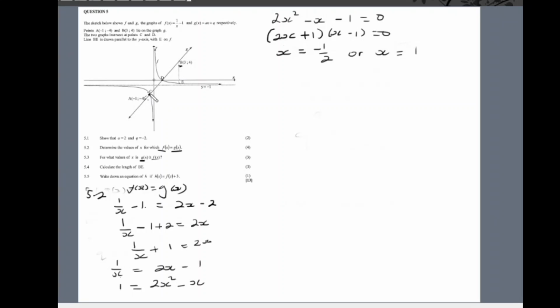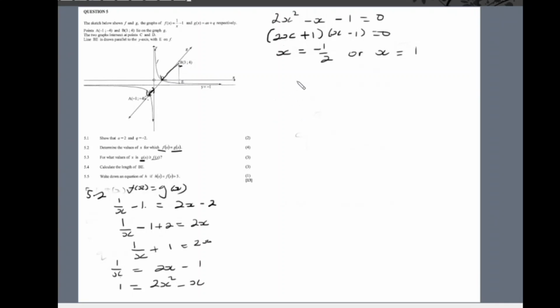The graph of g is greater than the graph of f where the graph of g lies above the graph of f. So we'll see what that will be: from this point to 0 and from this point to infinity, right? So it will be this portion here and that portion going to infinity.